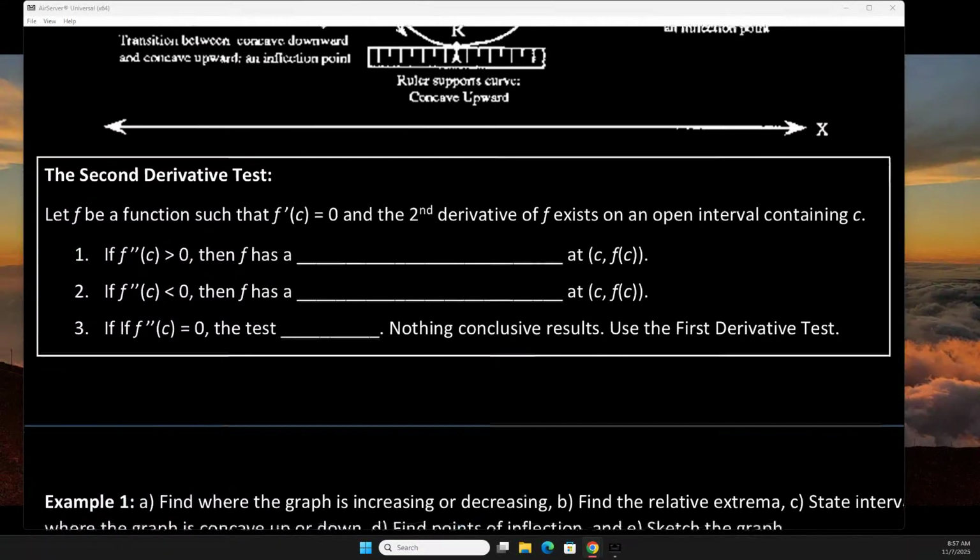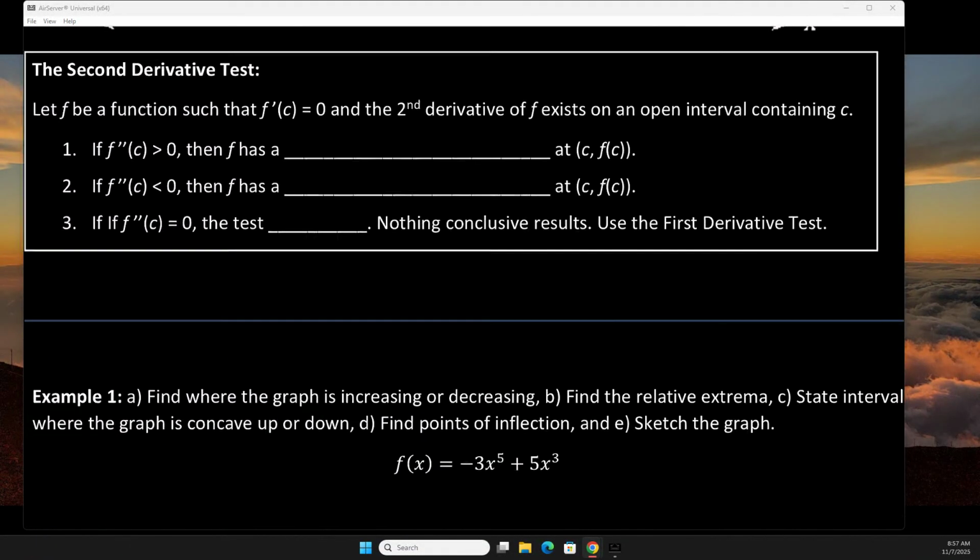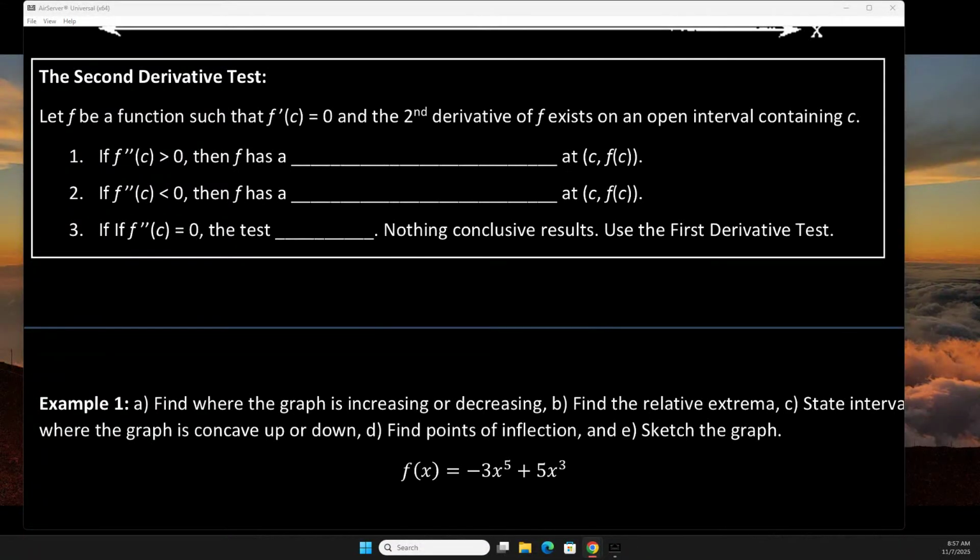So we're going to go on to the second derivative test. Do you guys remember the first derivative test? I hope so. The first derivative test is a test for a relative max or relative min. And when will you have a relative max? When the first derivative does what? Goes from positive to negative. Yes, changes from positive to negative. That's the first derivative test. And then you'll have a relative min if the first derivative changes from negative to positive.